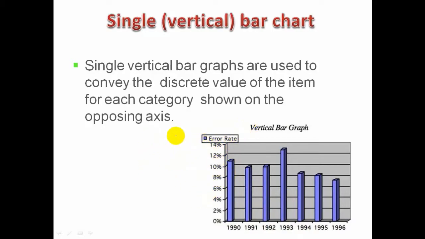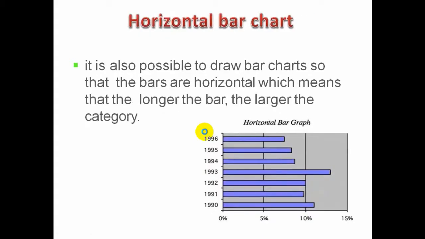So vertical bar charts are used to convey the discrete value of the items for each category shown on the opposite axis. This is actually the comparison of two items. One item is the year and the other item is the error. So the comparison between the years and the errors is represented by this vertical bar chart.